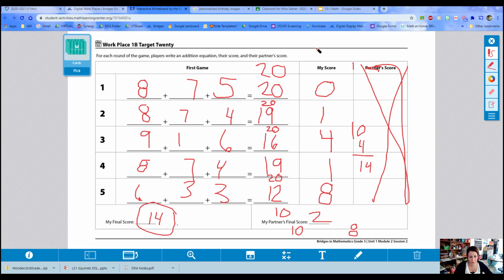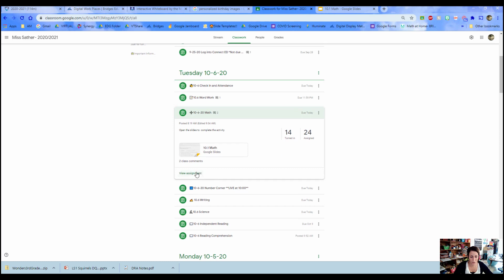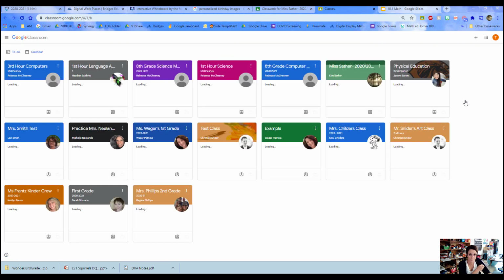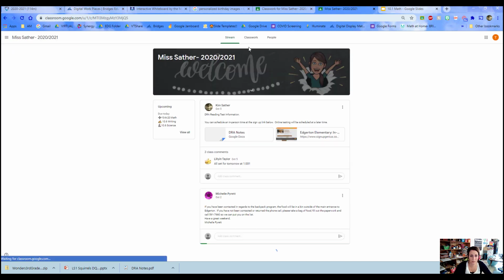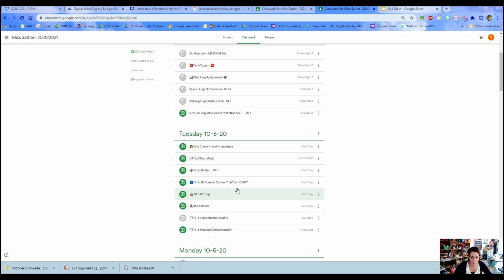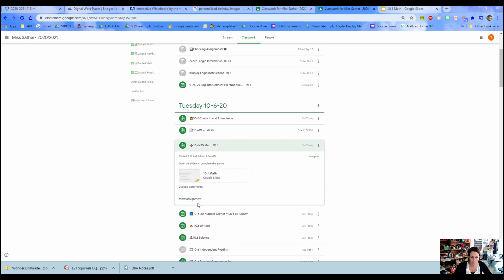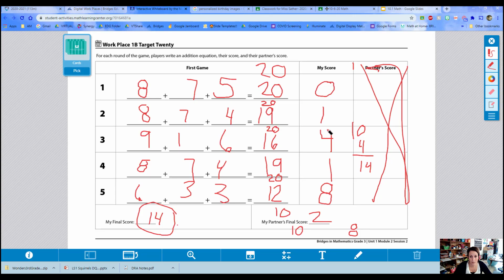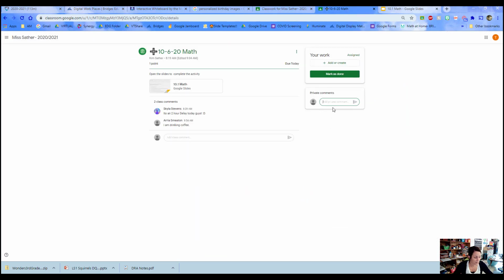What you need to do now is go to Google Classroom, and I'm just going to use yesterday's assignment as an example, and I'm going to get into my student account here. I'm going to click on classwork, and pretending that this is today's math assignment, I'm going to click on math, view assignment, and then right here where it says private comments, I'm going to write down what I got for each round. So I got a 0, 1, 4, so I'm going to write 0, 1, 4, and 1 and 8.